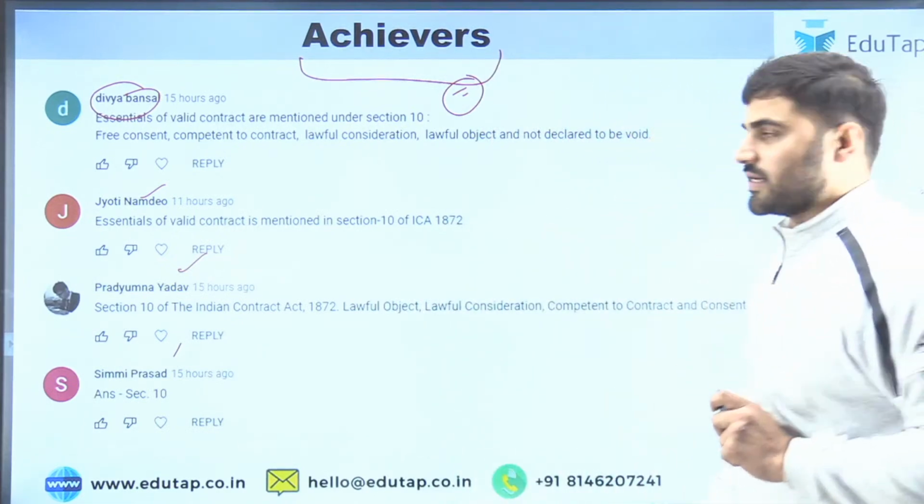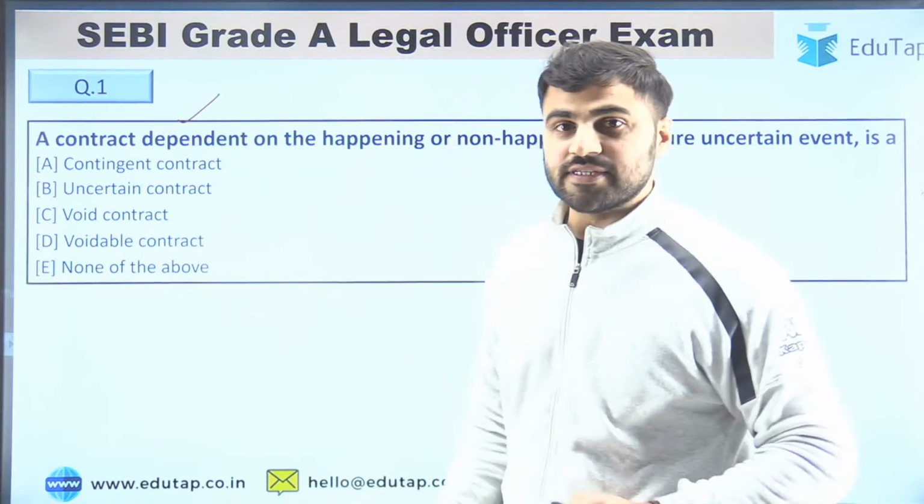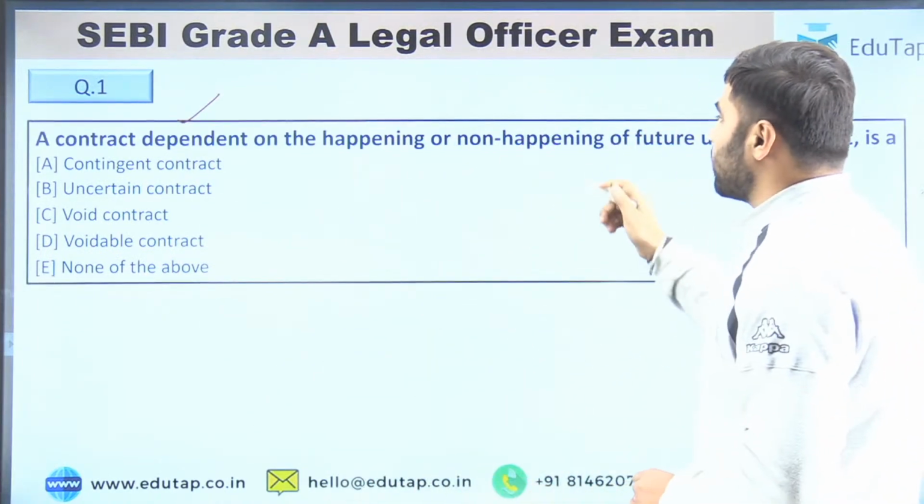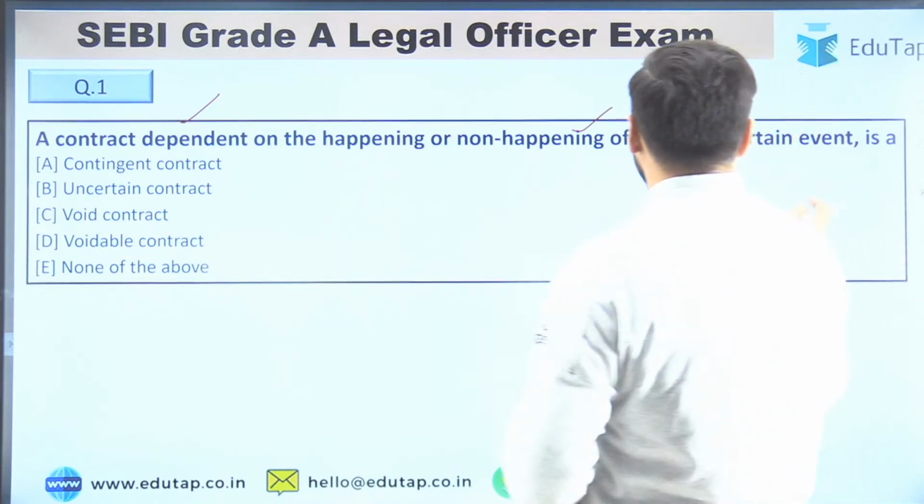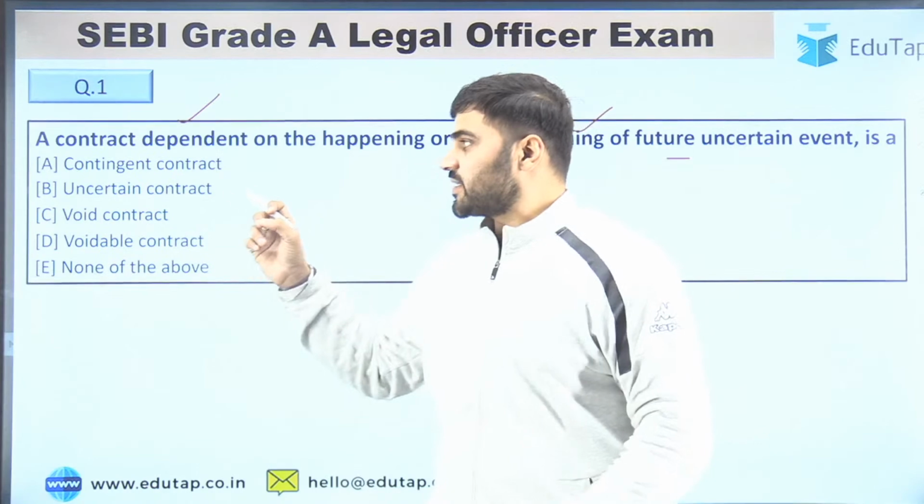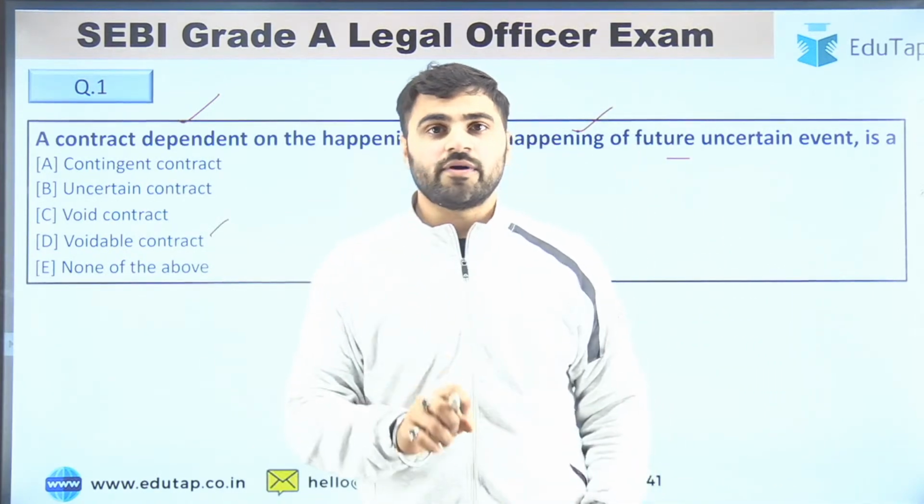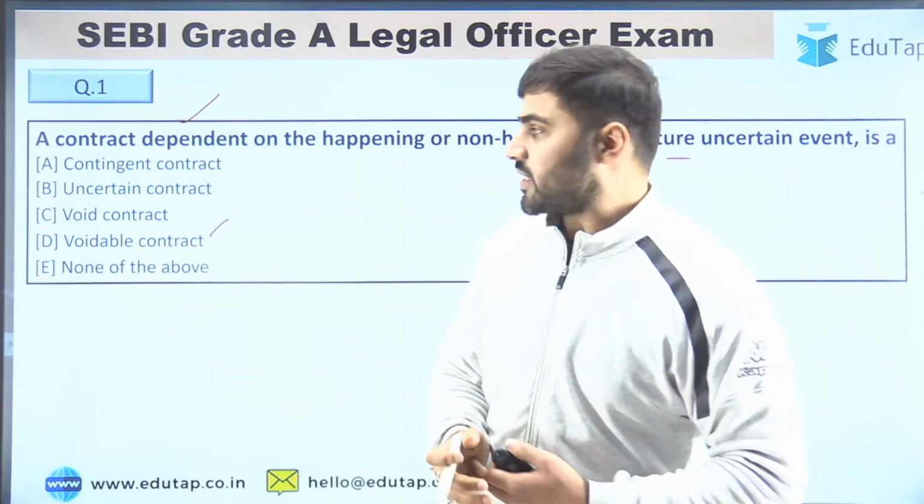Now let's move to today's content. If we talk about question number 1, it is: a contract dependent on the happening or non-happening of a future uncertain event is called? Your options are: contingent contract, uncertain contract, void contract, voidable contract, or none of the above. Which of the following is correct?